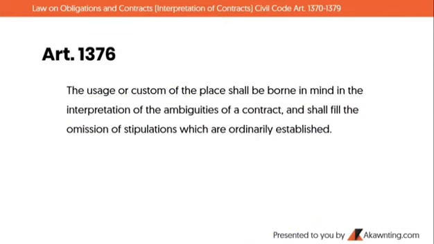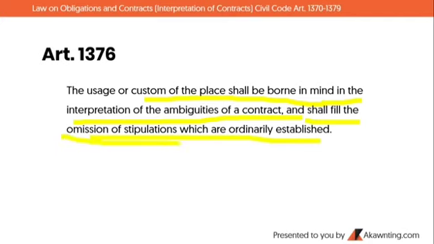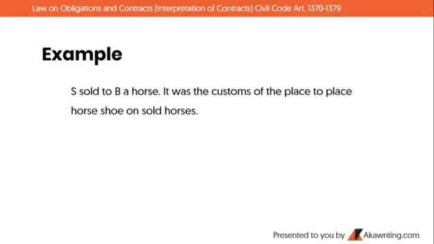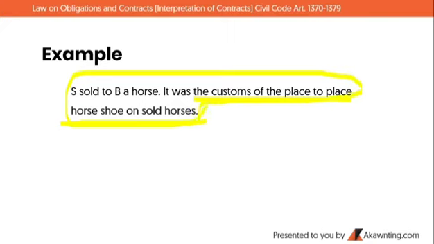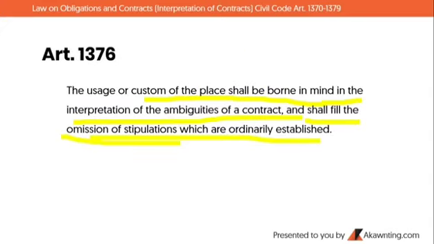Article 1376, the usage or custom of the place shall be borne in mind in the interpretation of ambiguities of a contract and shall fill the omissions of stipulations which are ordinarily established. Okay. So, a horse is sold, and it was the custom of the place to place horseshoes on sold horses. Okay. So, even if the contract does not mention, okay, that the seller should put horseshoes on the horses that he is selling, kailangan niyang maglagay ng horseshoe kahit na wala sa kontrata kasi it is the custom of the place. Okay, so this is based on Article 1376.